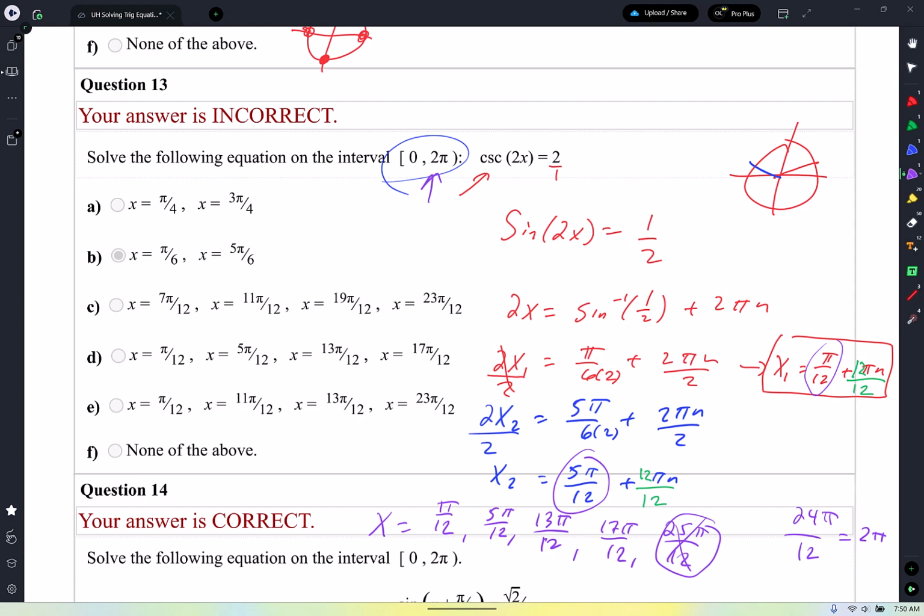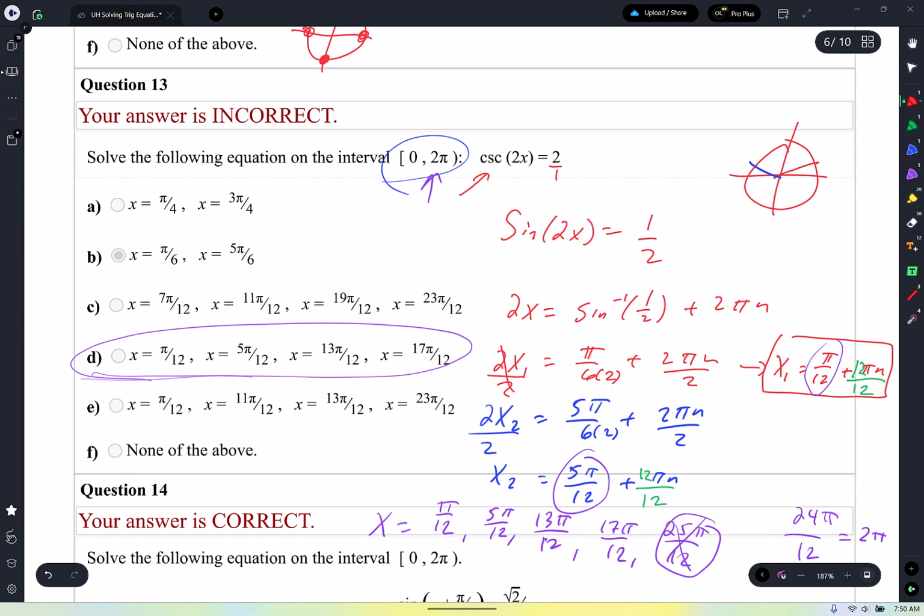So I'm going to look for that. And here it is. Let's see. Yep, those are the ones. Yay. Okay, we're almost done, guys.